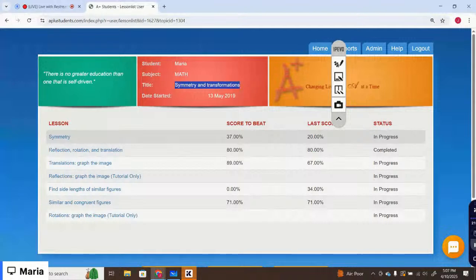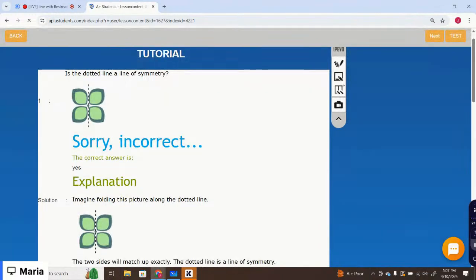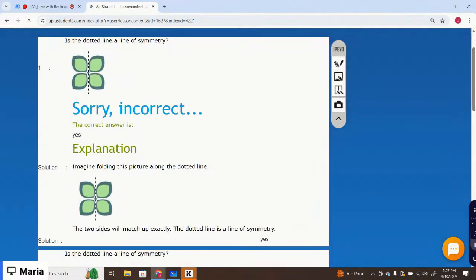So here I am on grade 6 math. The chapter we are on right now is symmetry and transformations. Let's just start with the first lesson, that is symmetry. Is the dotted line a line of symmetry? So you have to fold the image along the dotted line. If the two sides match up exactly, that means the dotted line is a line of symmetry.